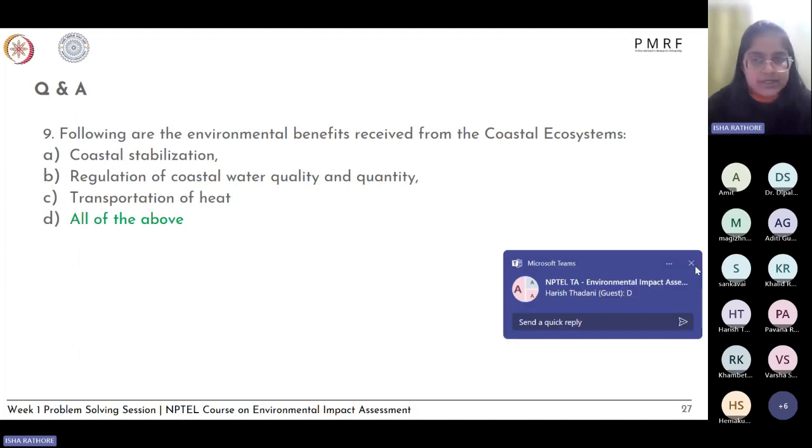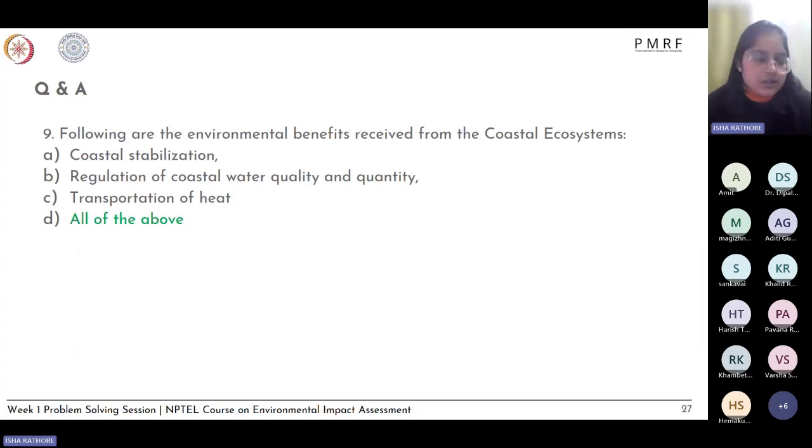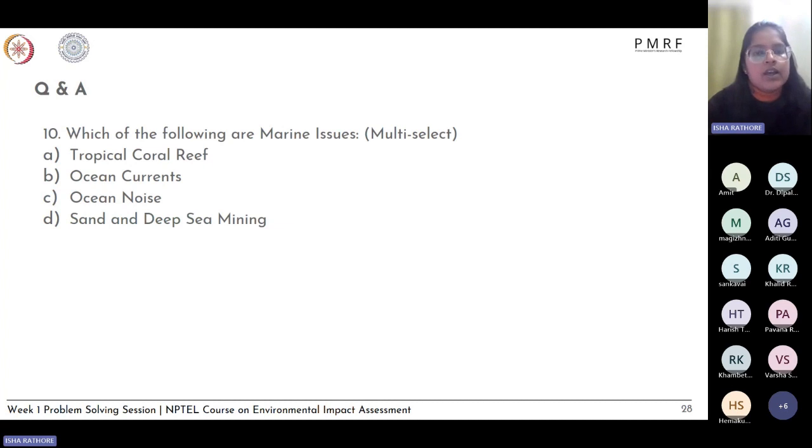Okay, so all of these are the environmental benefits which we receive from coastal ecosystems. They help in coastal stabilization, regulation of the coastal water quality and quantity, and the transportation of heat, where you have the sea breeze and the land breeze, which helps in the transportation and management of heat in coastal areas. So D, all of the above, is the correct answer.